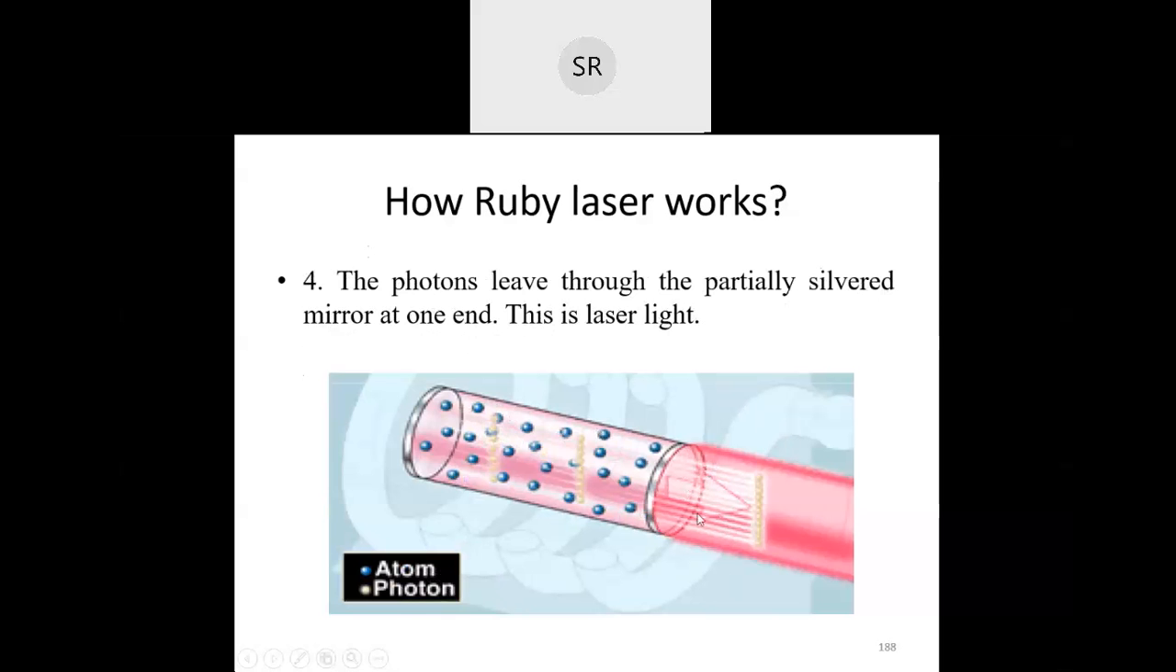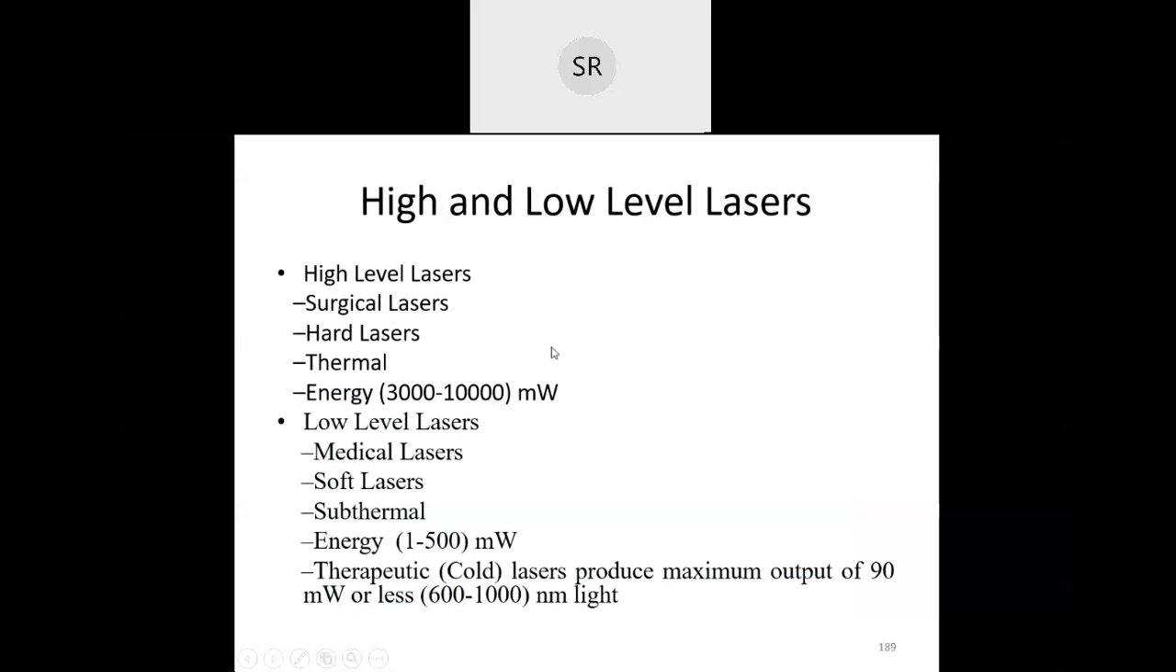Here, a mirror is present, and photons travel back and forth in this region, then leave through the partially silvered mirror at one end. This is the laser light. Now, high and low level lasers. High level lasers are used for surgical purposes: hard lasers, thermal lasers, with energy of 3000 to 10,000 milliwatts. Low level lasers are medical lasers, soft lasers, subthermal lasers, with energy of 1 to 500 milliwatts. They are therapeutic.